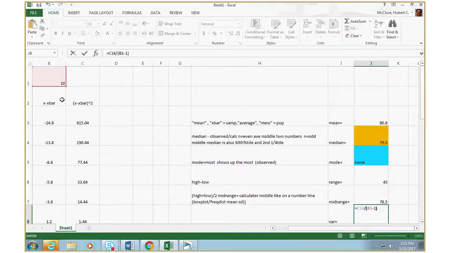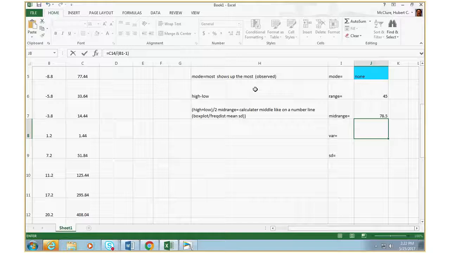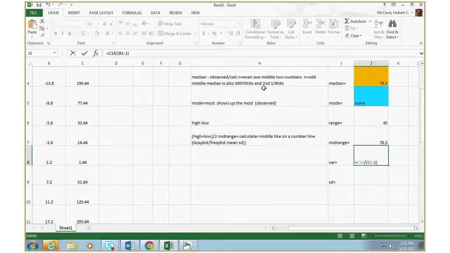Hubert, that's right, class. How'd you know that? I looked at my formula, Hubert. Check your variance.